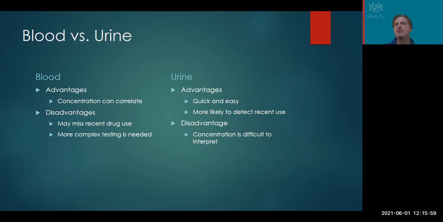So I kind of alluded to this a little bit earlier, the advantages of blood or urine testing. On blood is the clinical concentration, we can make clinical correlations with it. The disadvantage is we may miss recent use. The example is somebody that we're monitoring for alcohol use disorder, and we draw a blood alcohol level when they showed up in the morning. They may have cleared their alcohol from the night before, and we would have missed that.